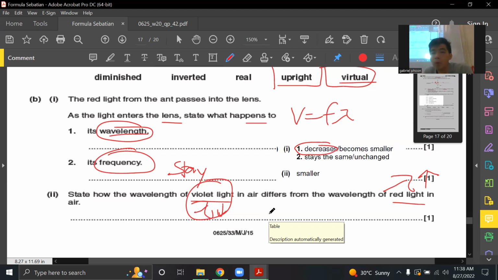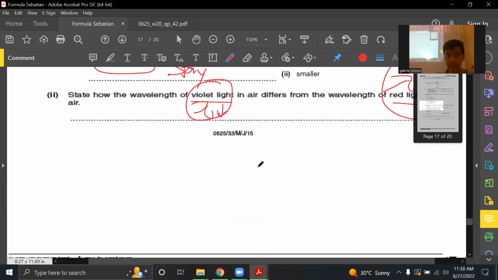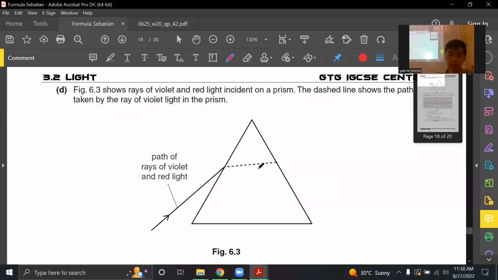You're supposed to remember red light travels the fastest. That's why all your traffic lights and emergency lights are red in color. And the reason why red is fastest is because the wavelength is the longest, guys, yet again in accordance with v equals f lambda. Okay, then moving on to the next part here.